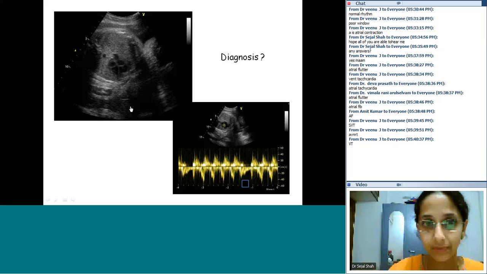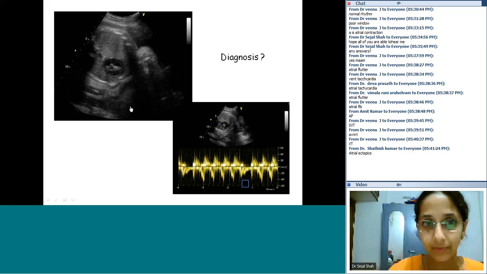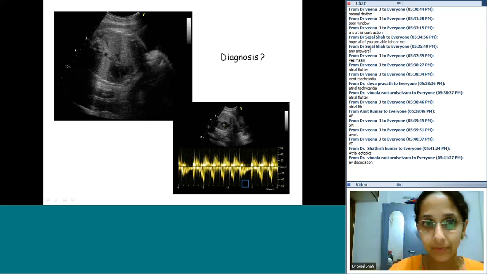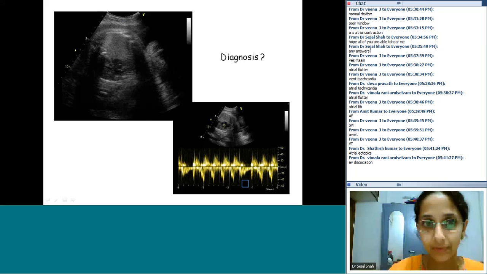Yes, at that point in time, can you see something wrong with the rhythm of the heart? Atrial ectopic, yes, that is correct. And as we can see here, this is the E and this is the A wave. So what happens when we have an atrial ectopic is, if it's not conducted, the mitral inflow continues till the next cycle. So this is an atrial ectopic.